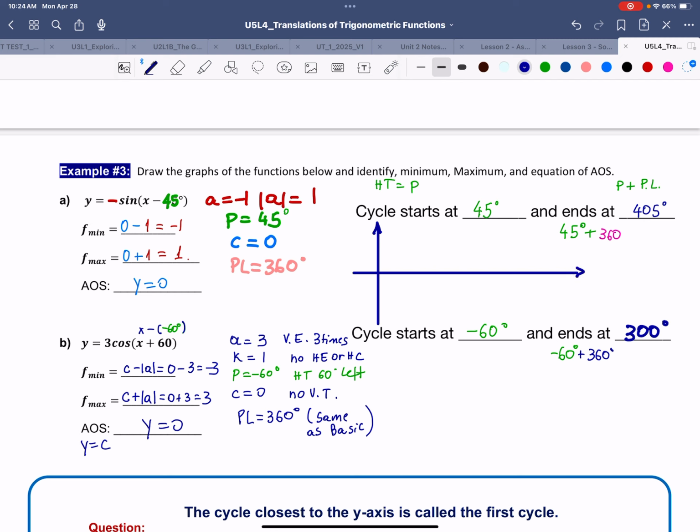And we can start with drawing the axis of symmetry, which we know is going to be at y equals 0, and labeling the vertical axis, which should accommodate the min and the max, positive and negative 1. So with this, we are done with the vertical axis. We need to scale the horizontal axis.